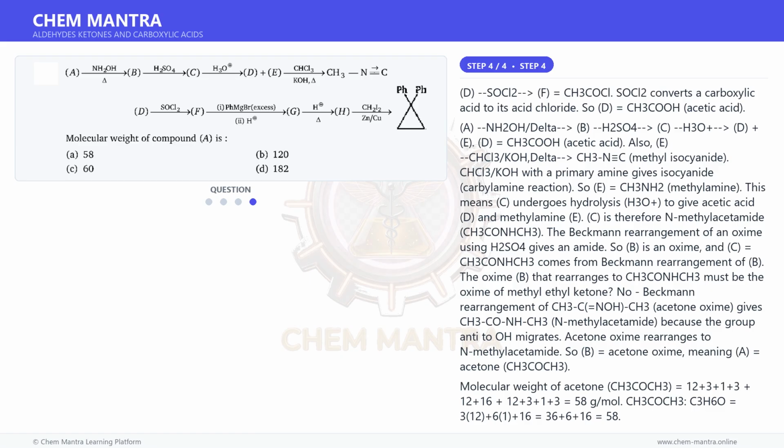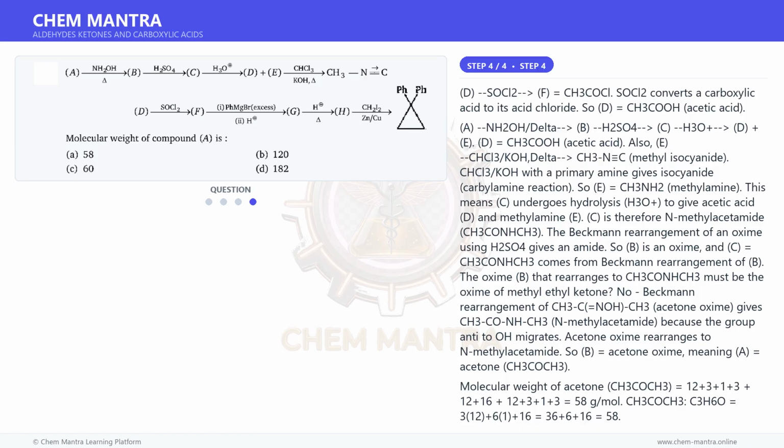Also, E, with CHCl3, KOH, delta, gives CH3NC, methyl isocyanide. CHCl3 and KOH with a primary amine gives an isocyanide, the carbylamine reaction. So, E is equal to CH3NH2, methylamine. This means C undergoes hydrolysis, H3O+, to give acetic acid, D, and methylamine, E. C is therefore N-methylacetamide, CH3CONHCH3.